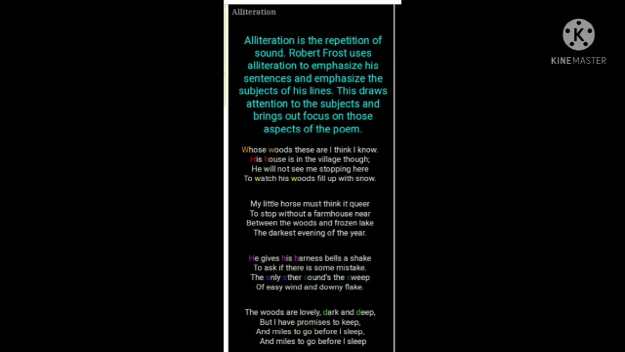The next figure of speech is alliteration. Alliteration is the repetition of the same consonant sound in the same line. Robert Frost uses alliteration to emphasize his sentences and the subjects of his lines. This draws attention to the subjects and brings focus to those aspects of the poem. The alliterations are shown in these 4 stanzas in colored letters. Please make a note of these consonant sounds.